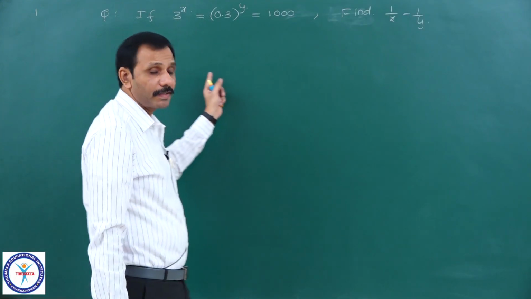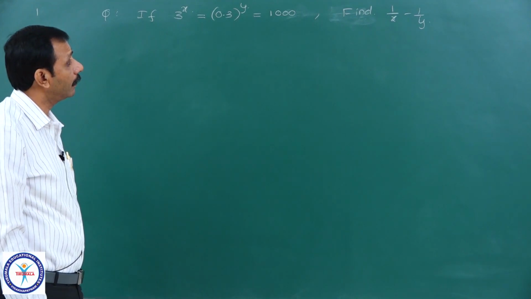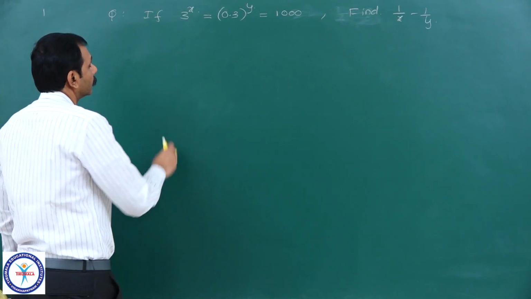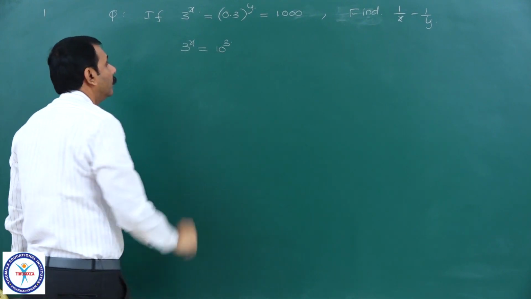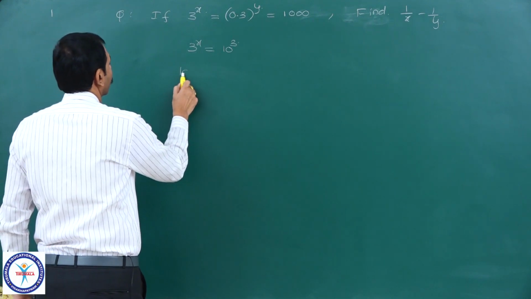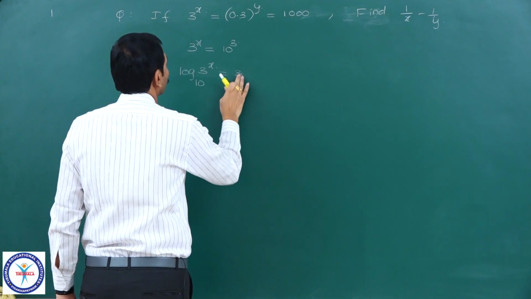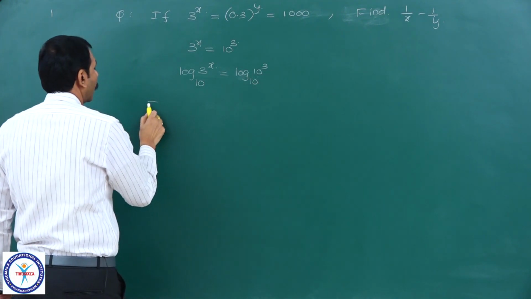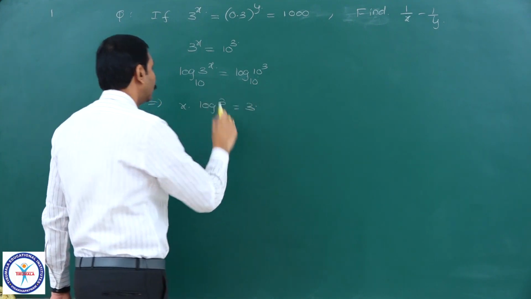Here given 3 power x is equal to 0.3 whole power y is equal to 1000, then find the value of 1 by x minus 1 by y. Yes, look here. 3 power x equal to 1000 means 10 cube. Take logarithm to the base 10. Log 3 power x to the base 10 is equal to log 10 cube to the base 10, or that implies x into log 3 to the base 10 is equal to 3.